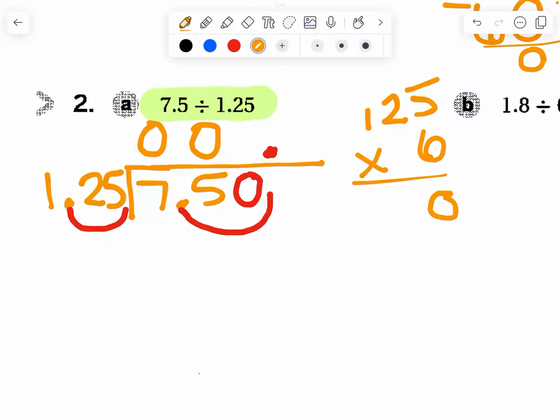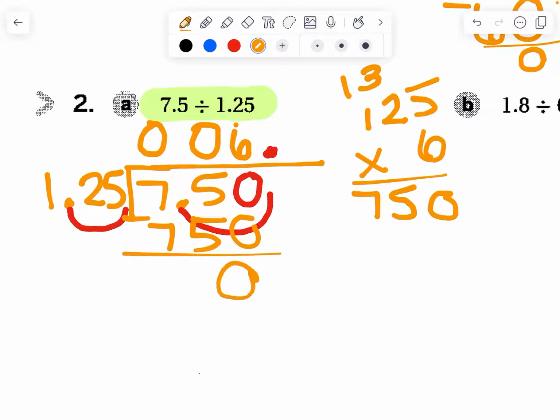6 times 5 is 30. 6 times 2 is 12. 12 plus 3 is 15. 6 times 1 is 6, plus 1 is 7. Perfect. Make sure to put your 6 up there in your quotient. And now we know that 125 times 6 is 750.